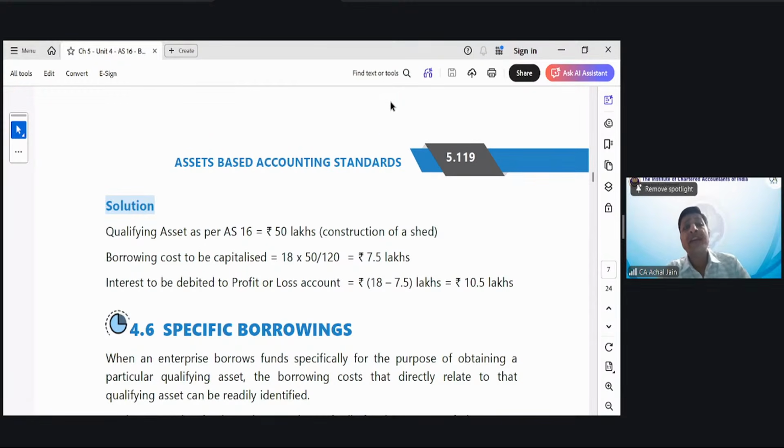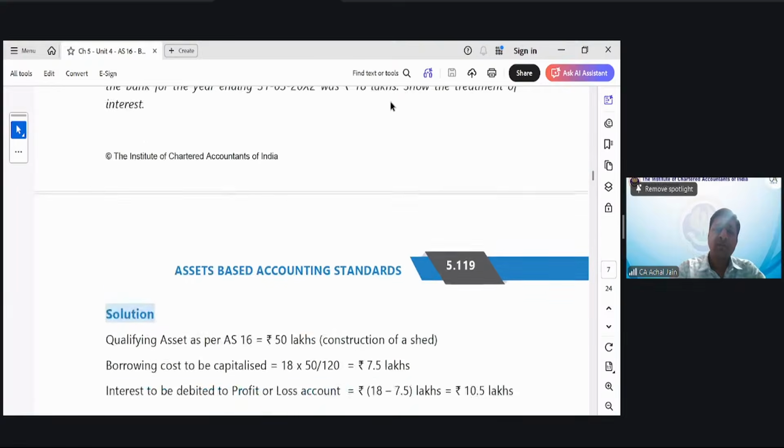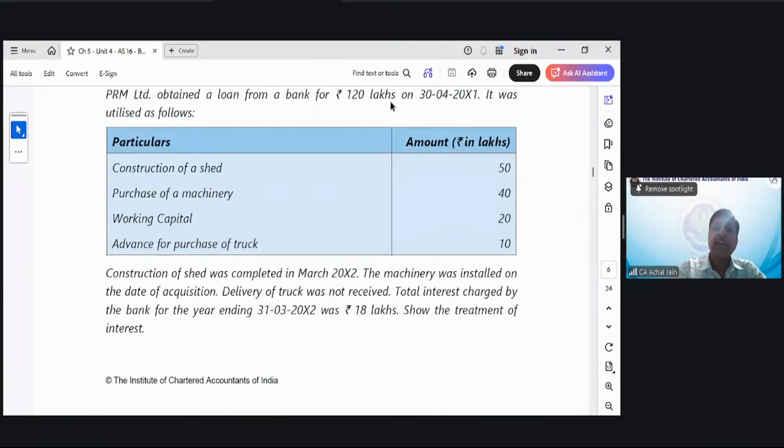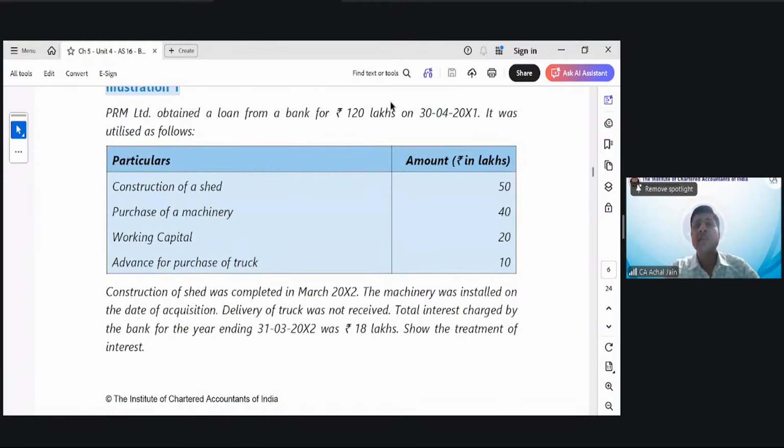Now, in the given example, if you look at the accounting treatment, you need to find out whether the loan amount is utilized for a qualifying asset or not. Yes or no? Now, in the given case, there are four usages, or you can say this entire amount of 120 lakhs has been used for four purposes. So let's evaluate this one by one.